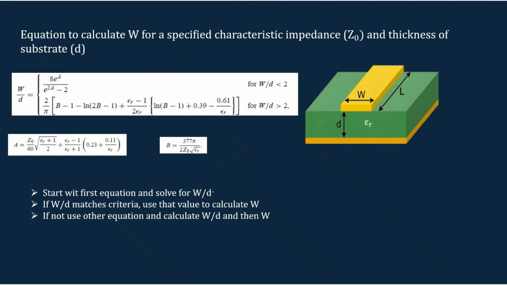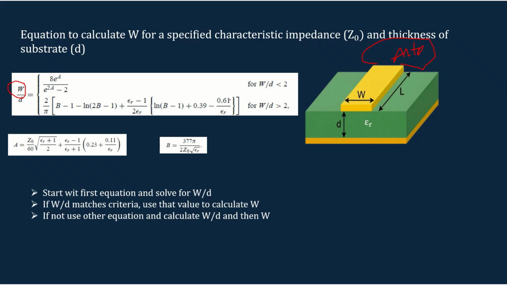And the next one shows the equation to calculate the parameter W if we know the thickness of the substrate and the dielectric constant. Usually we will know the thickness of the dielectric and the permittivity of the material, and we have to calculate this trace width when we use this type of transmission line to feed different types of antennas. In those cases, these are the two equations that can be used.